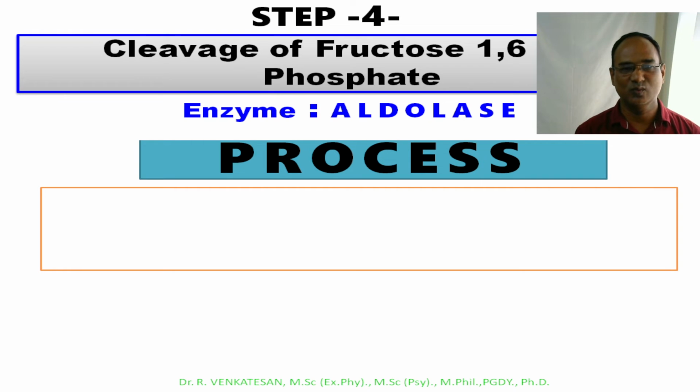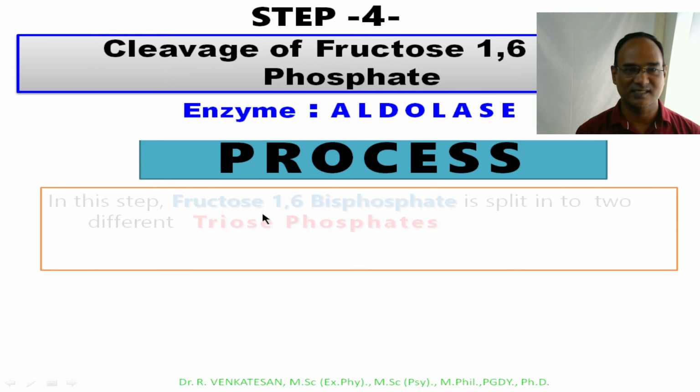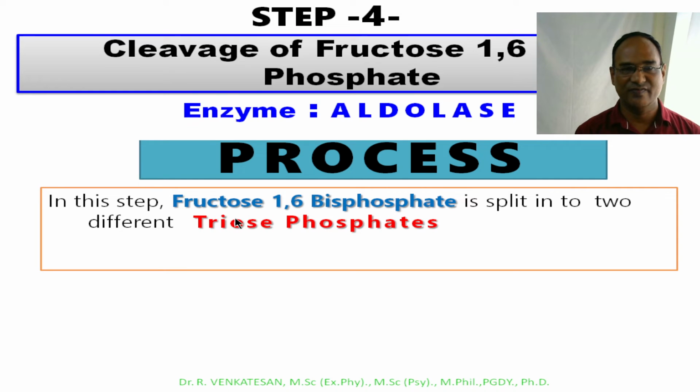Already we added two phosphate groups. Those two phosphate groups can be divided into two separate units, each with 3 carbons, 3 carbon with one phosphate, 3 carbon with another phosphate. This process is carried out in this step: fructose 1,6 bisphosphate splits into two different triose phosphates.